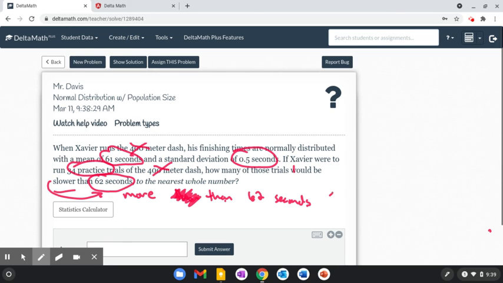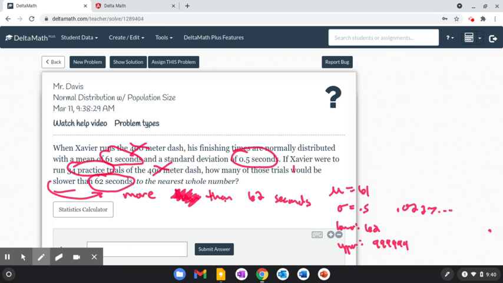So when we type this one in, we're going to want a mean of 61, sigma of 0.5. We're talking more than 62, so our lower is going to be 62, and our upper is going to be 99999. That will be how we'll type it in. Do this one on the calculator real quick. Get our lower 62, upper a bunch of nines, 61, 0.5, paste it in, 0.20227. Again, you can just then multiply by our number of trials, which is 34.